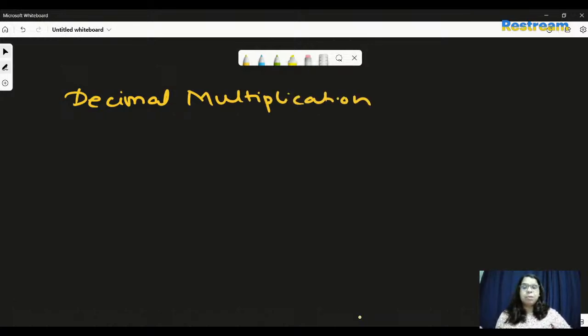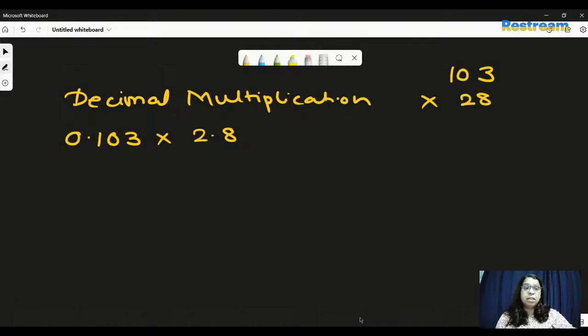In decimal multiplication, it doesn't matter whether your decimals are like or unlike. We just go ahead and multiply. So let's see, I have 0.103 multiplied by 2.8. Generally we would do it like this, but we can do it in this way also. So we are going to do 103 multiplied by 28.